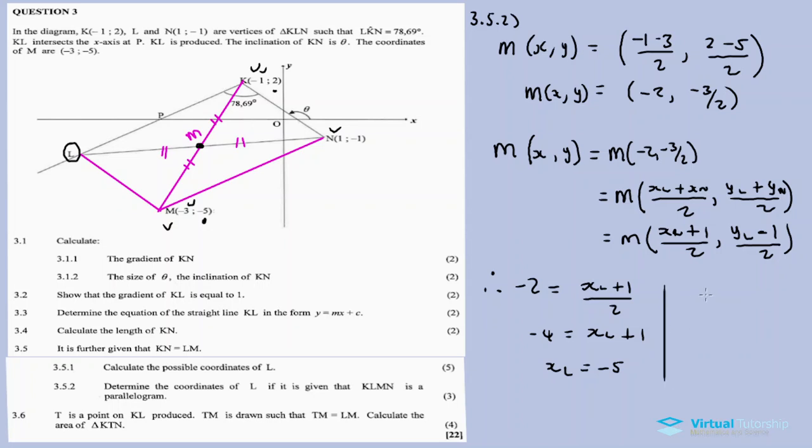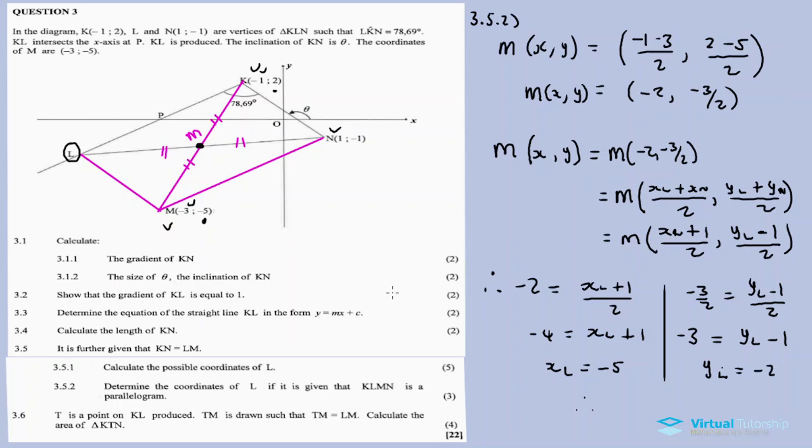And then -3 over 2 is equal to yl minus 1 divided by 2. You multiply by the LCD, or I just cross multiply, but I multiply by the LCD, which is 2. Multiplying by 2 I get -3, and on the other side yl minus 1. Transposing, yl is equal to -3 plus 1, which is -2.